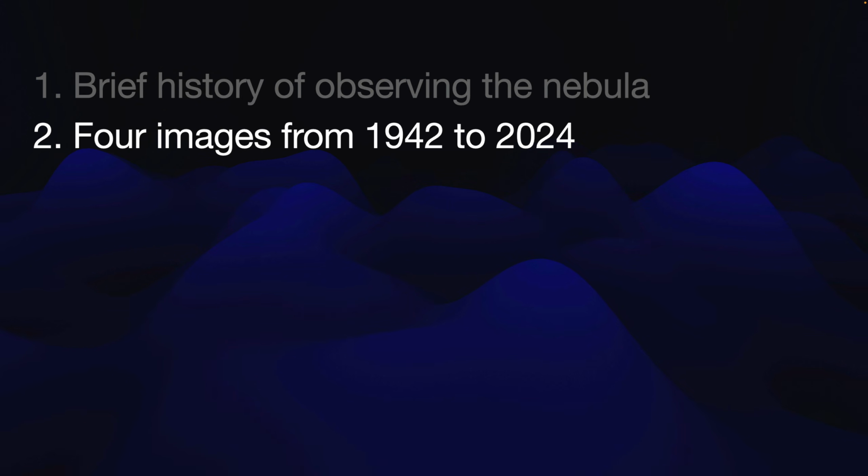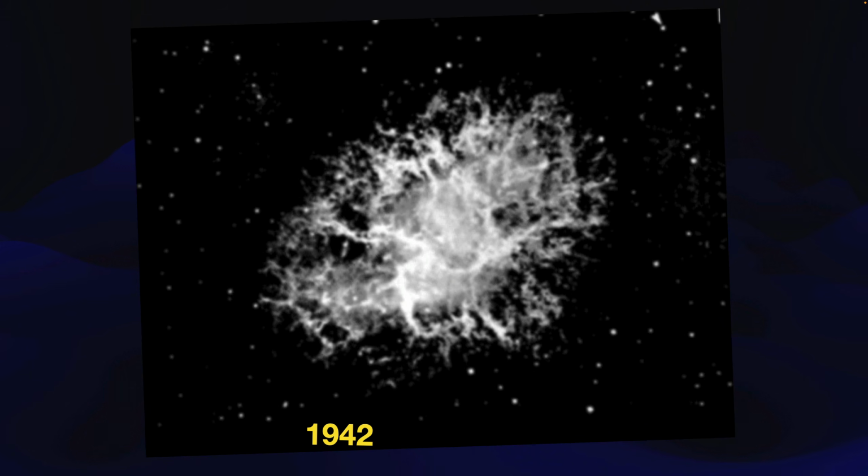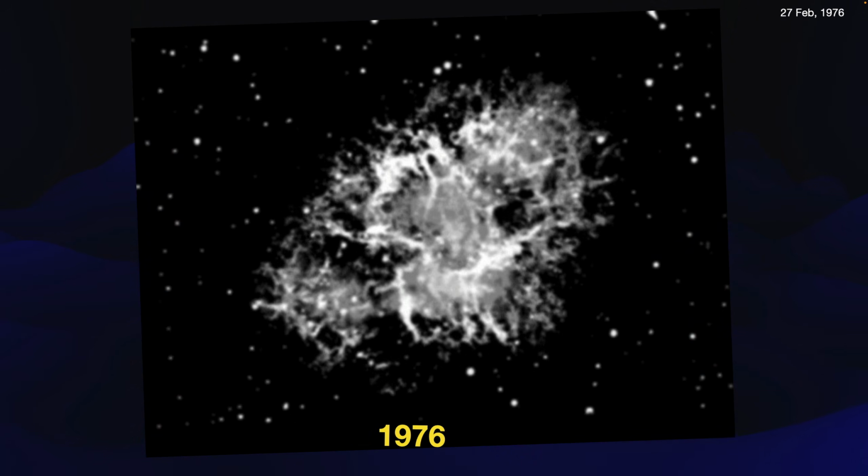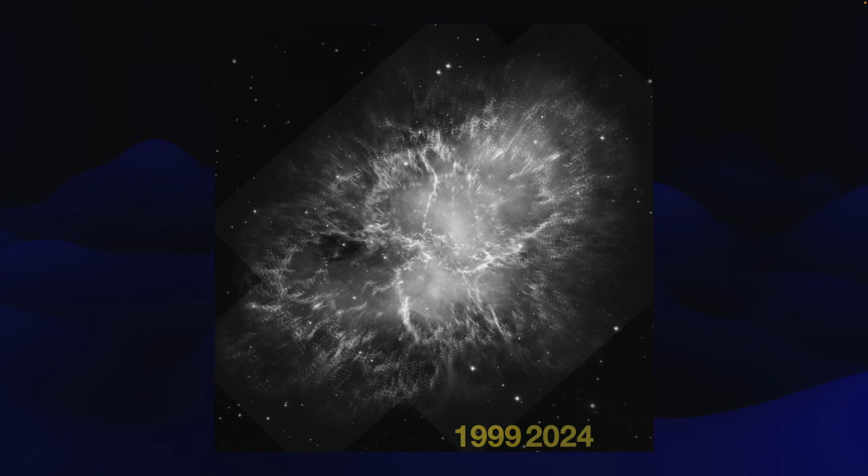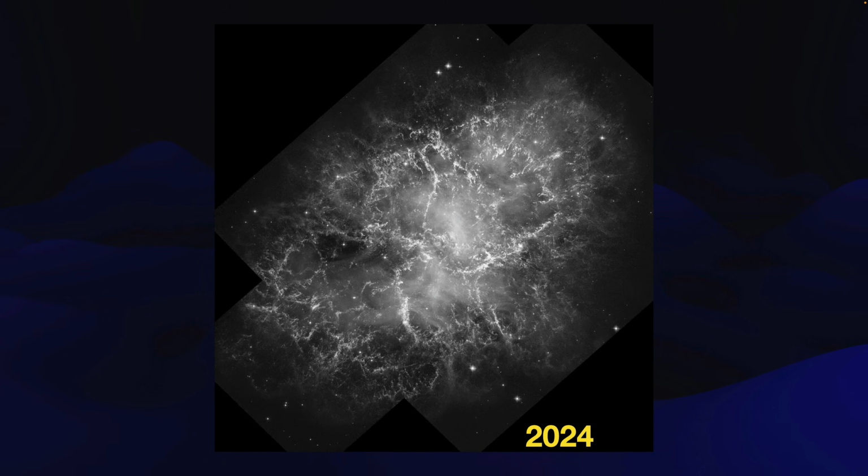So let's go through a sequence of images showing the expansion of the nebula over time. I really tried hard to line up the background stars. So if you look at this sequence of images, it kind of looks like we're zooming in, but we're not. It's literally the nebula expanding over time. So we're going to start with 1942, 1976, 1999, and then 2024. And again, it kind of looked like it was zooming in, but if you focus your eye on a background star, you can see the nebula is the one that's expanding.